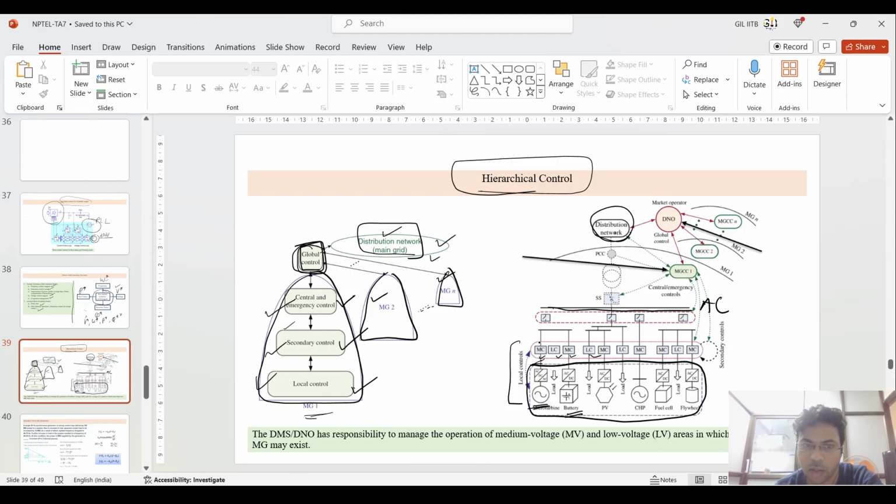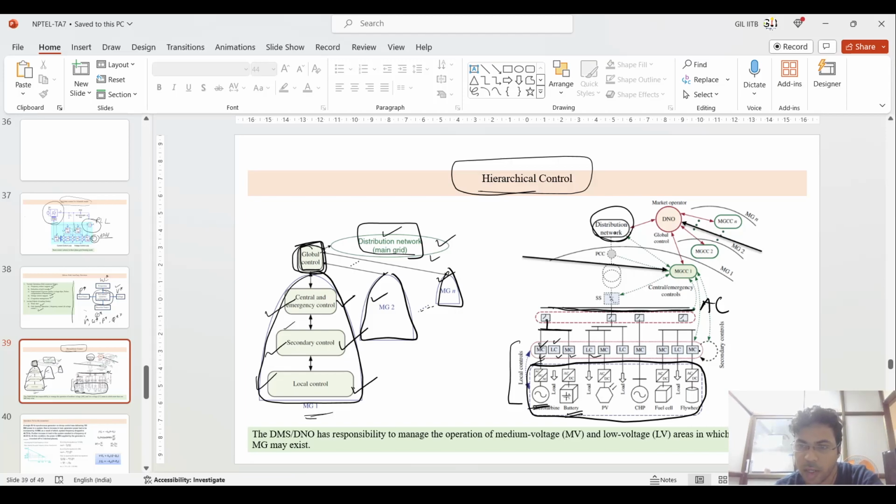So this is the local control. If you see this medium control, MC, LC is there. So this kind of control is already there, which is connected to one bus bar, and that bus bar is connected to one CB, that is point of common coupling, and this is connected to AC bus bar.